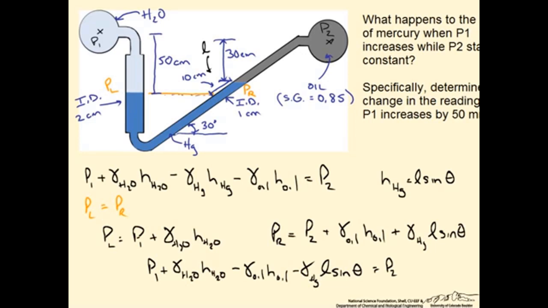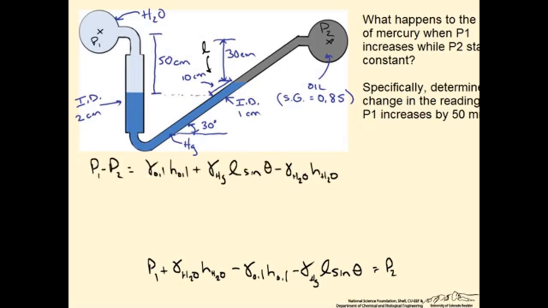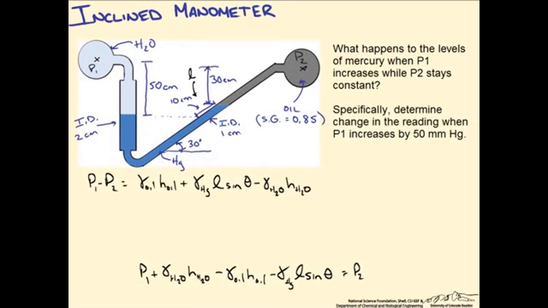Now what we're really interested in is the pressure difference between fluids 1 and 2. So that'd be P1 minus P2. So if I rewrite it in that form, it results in the following expression. So let's answer the first part of this question. What happens to the levels of mercury when P1 increases and P2 stays constant?